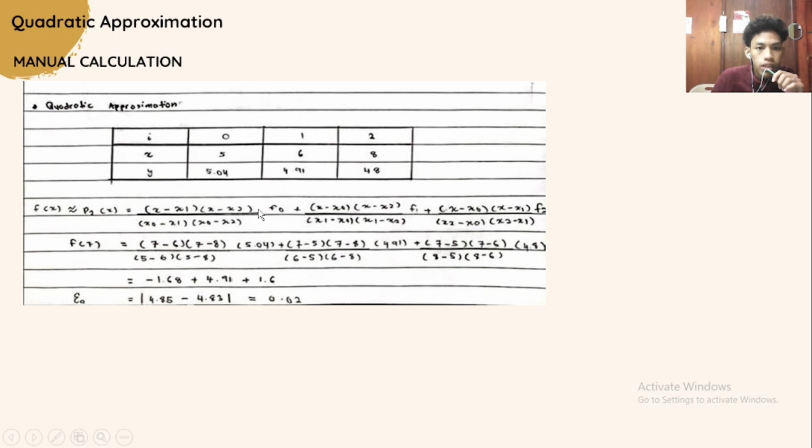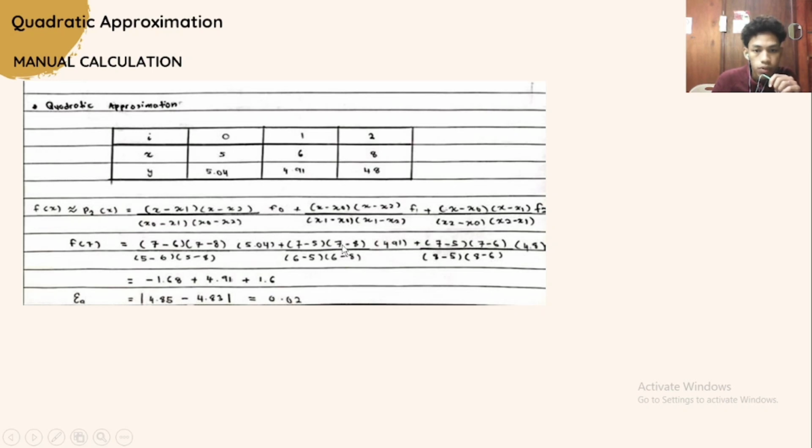For the quadratic approximation, same as the previous one, first we need to create a table, and I is 0, 1, 2. As usual, X represents the month: May, June and August. For Y, May is 5.04, June is 4.91, and August is 4.8.